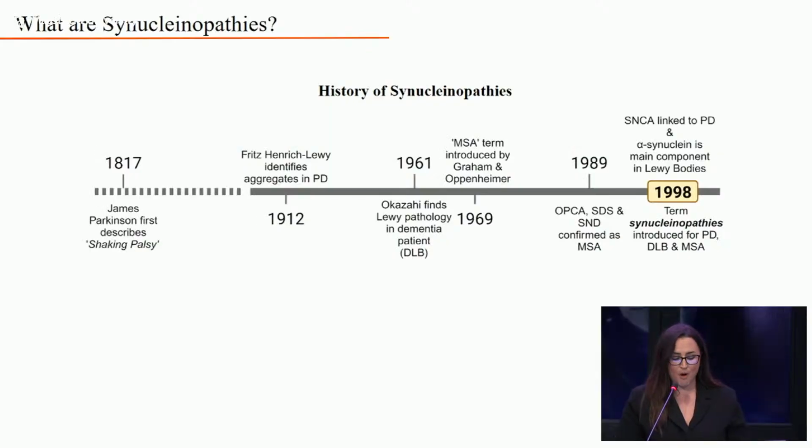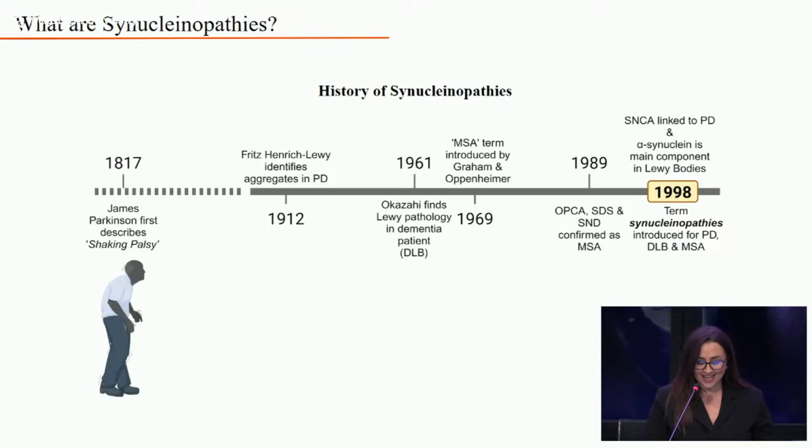My PhD thesis is titled Systems Biology Analysis of Synucleinopathies. So what are synucleinopathies? Well, over 200 years ago in 1817, James Parkinson first described what he called shaking palsy in patients that showed tremors and rigidity. And since then, two other similar disorders have been described: DLB, or dementia with Lewy bodies, and multiple system atrophy, or MSA. PD, DLB, and MSA were all termed synucleinopathies in 1998.